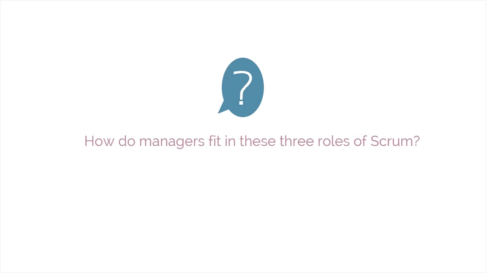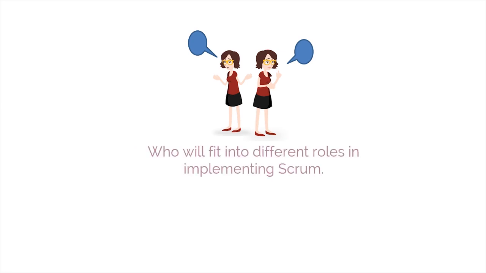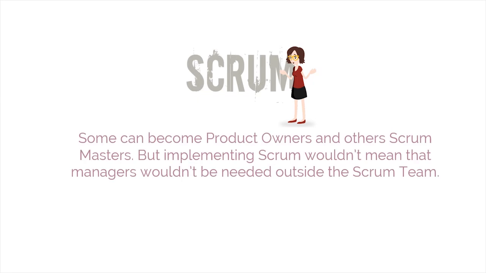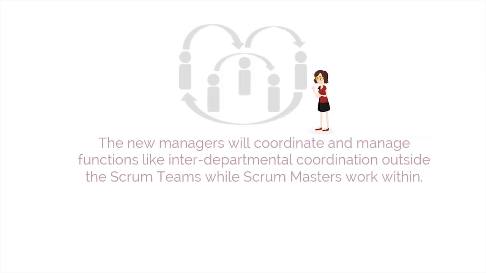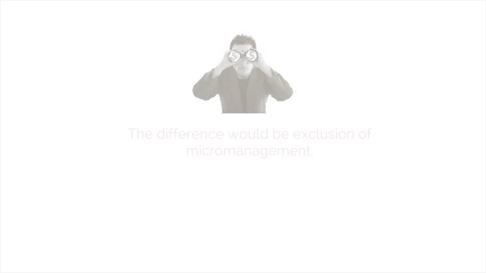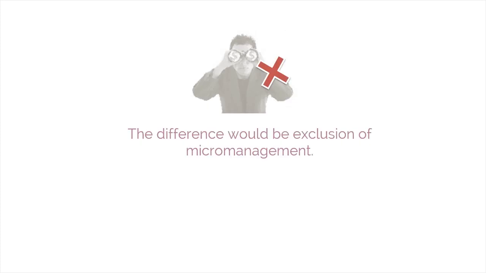So how do managers fit in these three roles of Scrum? It has to be worked out who will fit into different roles in implementing Scrum. Some can become product owners and others Scrum masters. But implementing Scrum wouldn't necessarily mean that managers wouldn't be needed outside the Scrum team. The new managers will coordinate and manage functions like interdepartmental coordination outside the Scrum teams, while Scrum masters work within. The difference would be the exclusion of micromanagement and the onus falling on the manager.